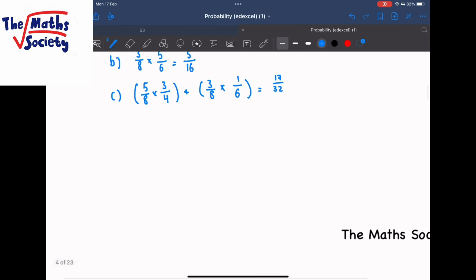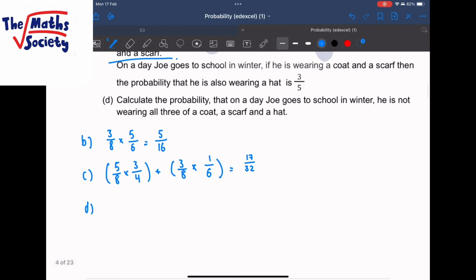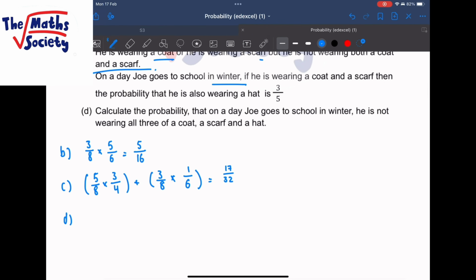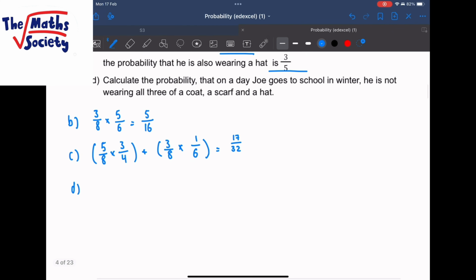And then D. On the day Joe goes to school in winter, if he is wearing a coat and a scarf, then the probability that he is also wearing a hat is 3 by 5. Calculate the probability that on the day Joe goes to school in winter, he is not wearing all three of a coat, a scarf, or a hat. So we just need to subtract from the probability of one where he is wearing all three, because we don't want the probability where he is wearing all three. So we just need to subtract it.